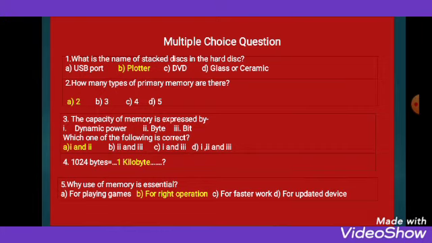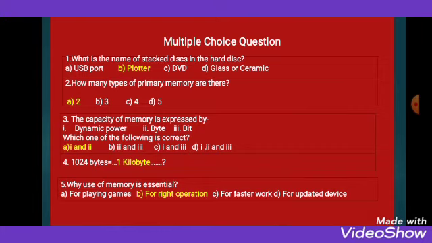See, number 1, what is the name of the stacked disk in the hard disk? So you see there are 4 options and the correct answer is B, platter. Number 2, how many types of primary memory are there? We already learned there are 2 types of primary memory.